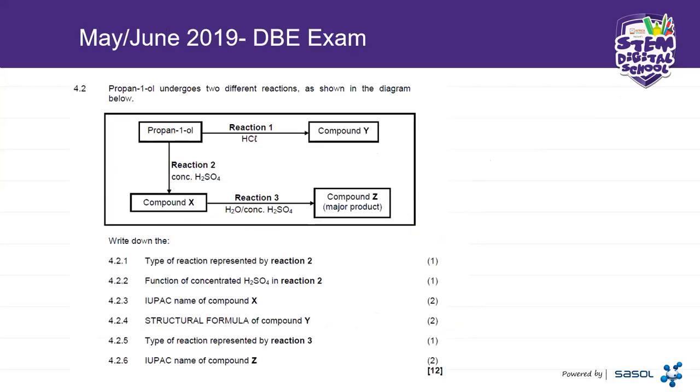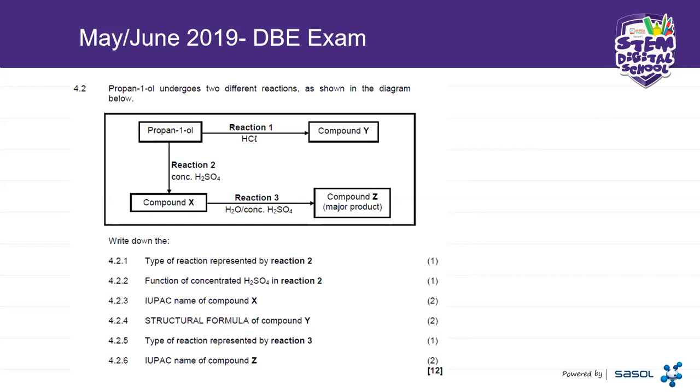So now we're moving on to our favorite part, which is our revision work. So this first exam question that we're going to be working with today is going to be the May-June 2019 Department of Basic Education exam. Okay. So this is the people that we're rewriting the exam, but it's very important because these are questions that could be asked at any time. Okay. So what they say here is propan-1-ol.